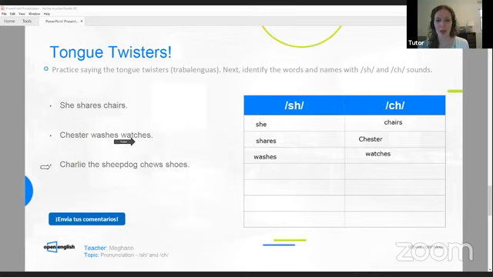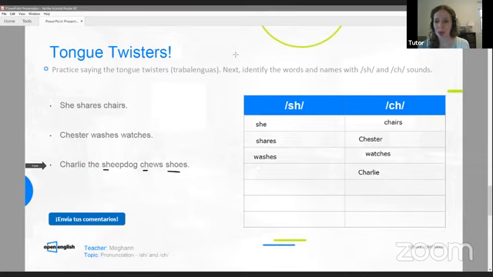Charlie the sheepdog chews shoes. Good, I see more great participation here on Facebook and Instagram. Excellent, very good. Good, so we see the name Charlie, Charlie. This is a short sound, right? Charlie. What about sheepdog chews shoes? Good. Diana says Chester. Good. Betty says watches is in the second column. Excellent. Very good. Good. Okay, so sheepdog, yes, you are correct.